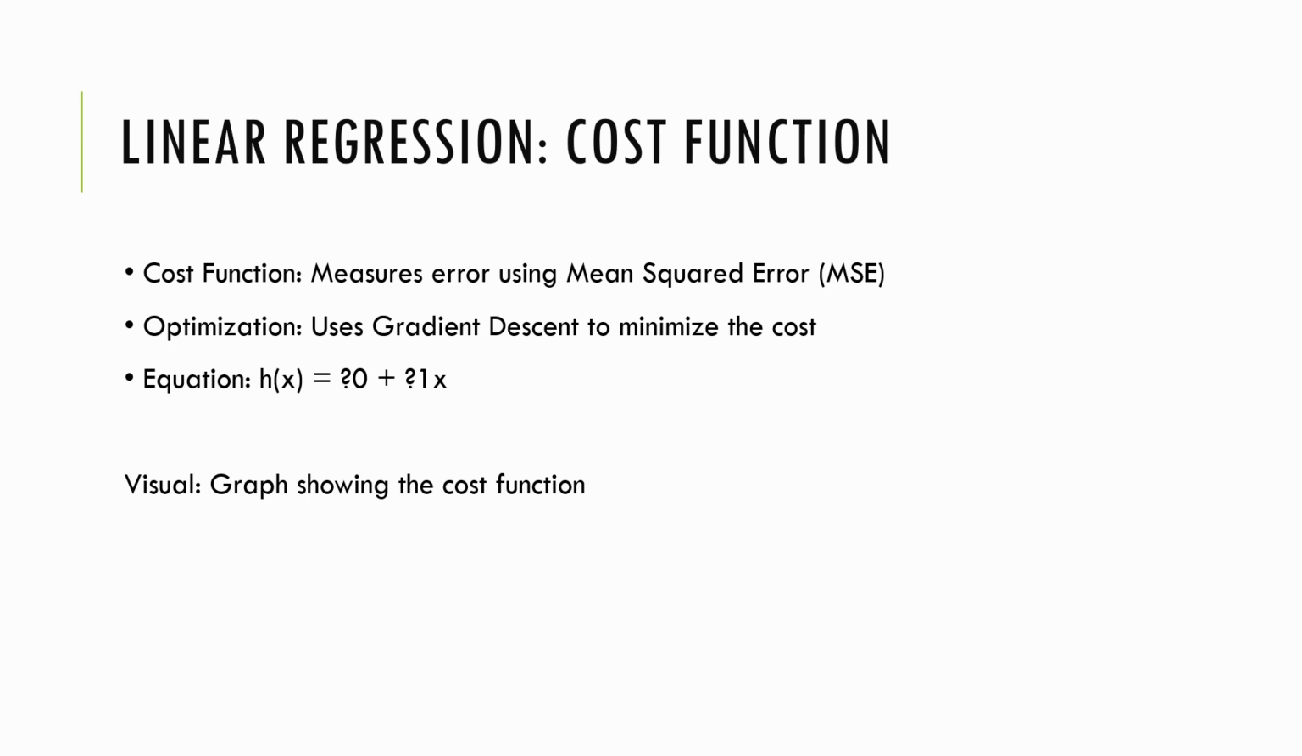In linear regression, we define a model as a linear equation. The model predicts the output based on the input features. The cost function, known as the mean squared error, measures how far off the predictions are from the actual values. We use a method called gradient descent to minimize this error and find the best fitting line.